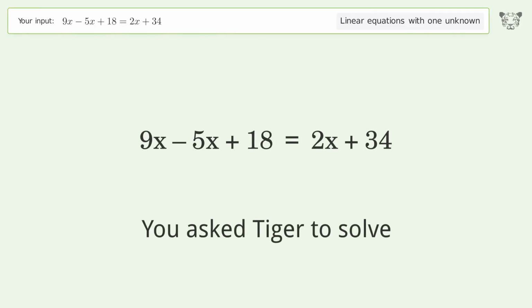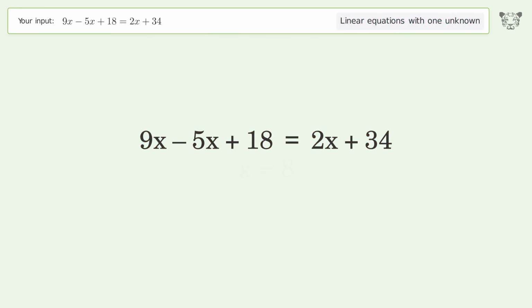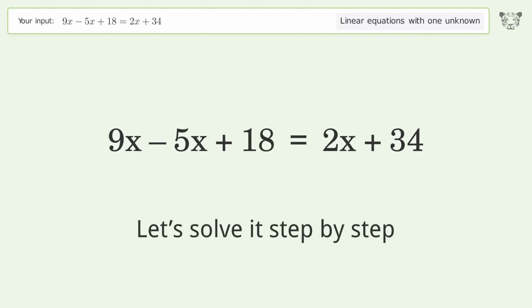You ask Tiger to solve this. This deals with linear equations with one unknown. The final result is x equals 8. Let's solve it step by step.